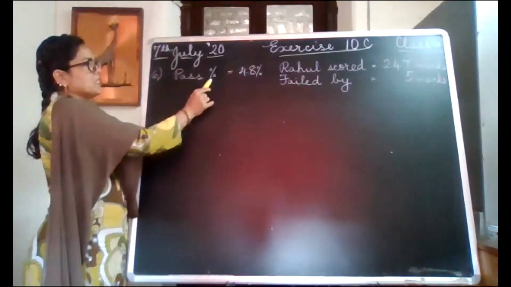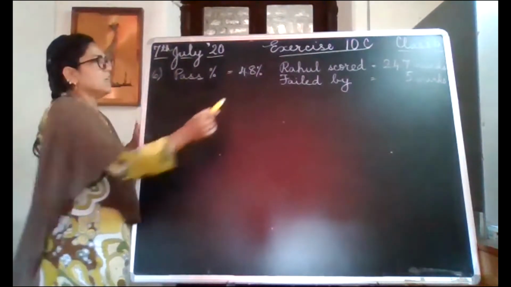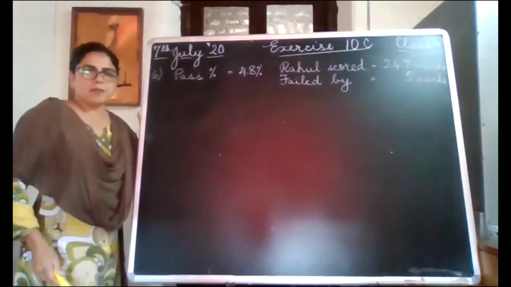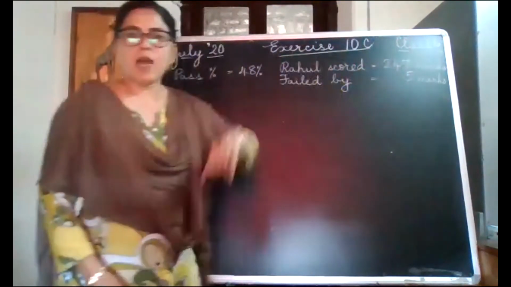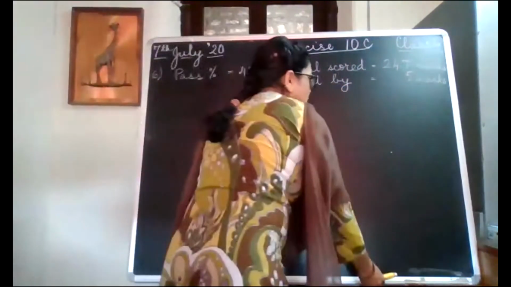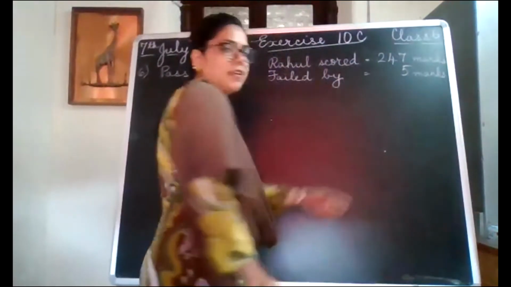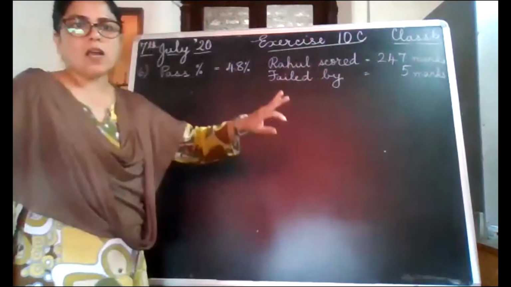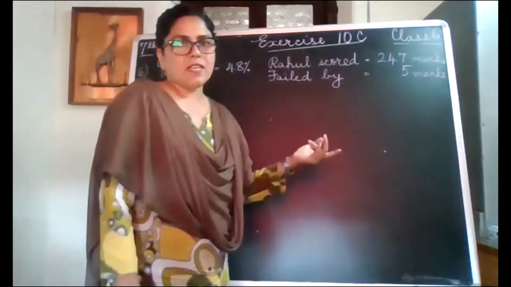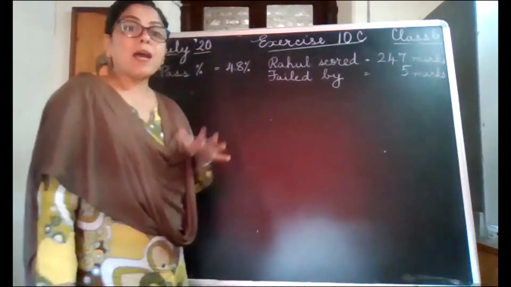The pass percentage, in order to pass that test, you have to score 48%. And Rahul has scored 247 marks and he has failed by 5 marks. Means if he got 5 more marks, he would have passed the exam. Okay. So what are the passing marks?